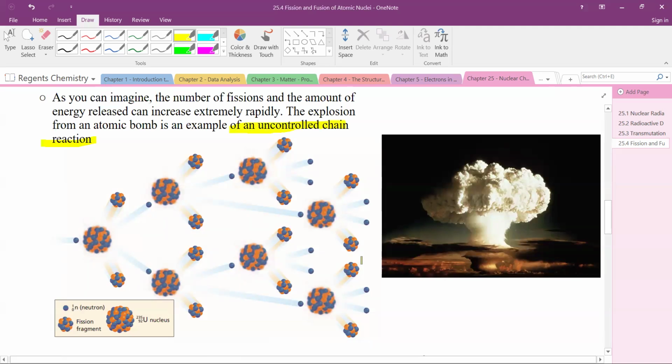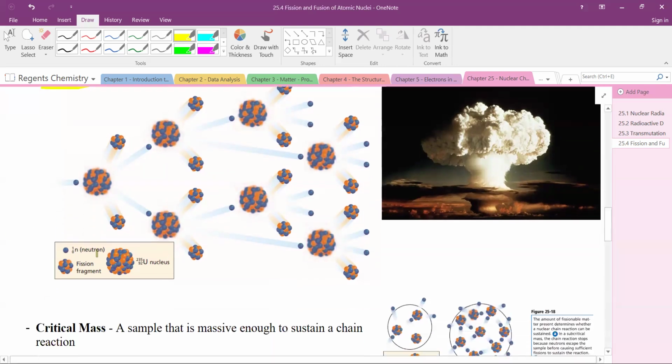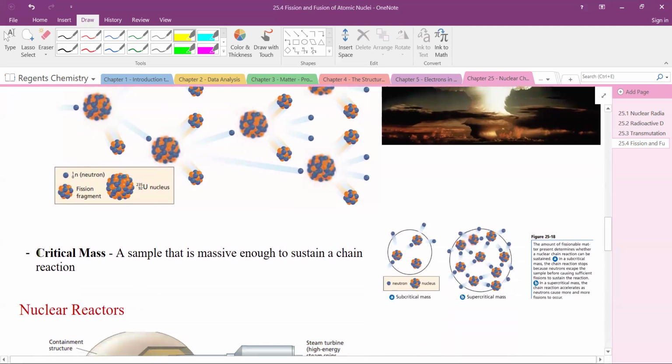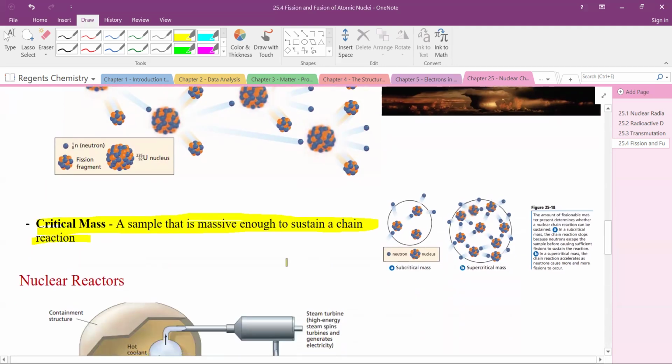So we do want it to happen, but we want it to happen slower. So they change some things about the reaction to make sure it stays in control. Now, critical mass refers to a sample that has enough mass to sustain a chain reaction. Once you have that critical mass, you have fissile material that can be used in either a weapon or an energy source. Okay, so we have a subcritical mass where it doesn't have enough, and we have a supercritical mass where it has plenty, right?